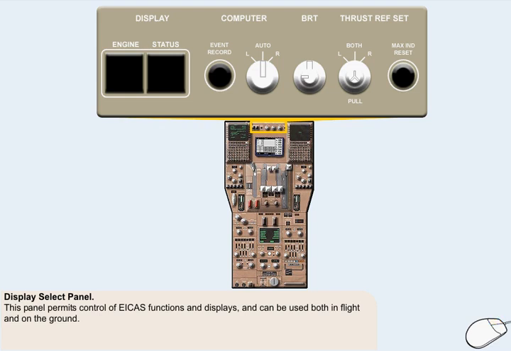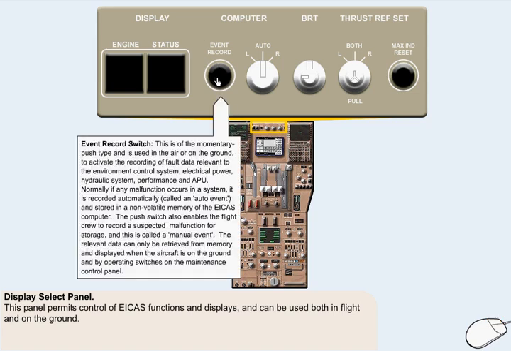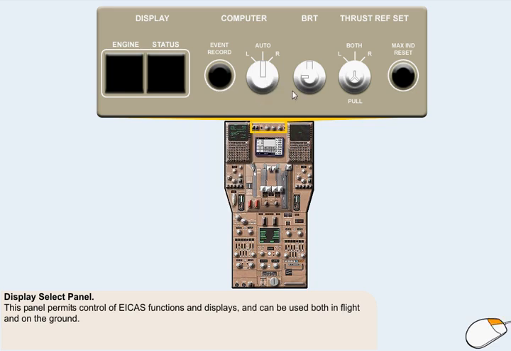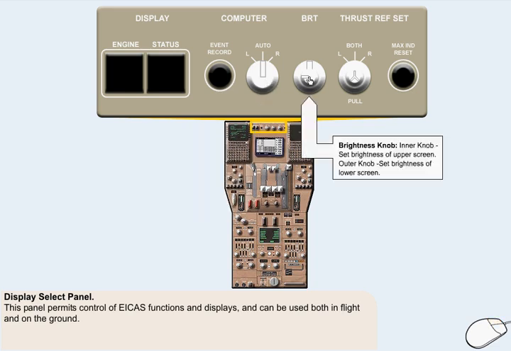The Display Select panel permits control of ICAS functions and displays, and can be used both in flight and on the ground. It's located on the center pedestal on the aircraft flight deck. Moving your mouse cursor over each control will display the purpose of each of them.